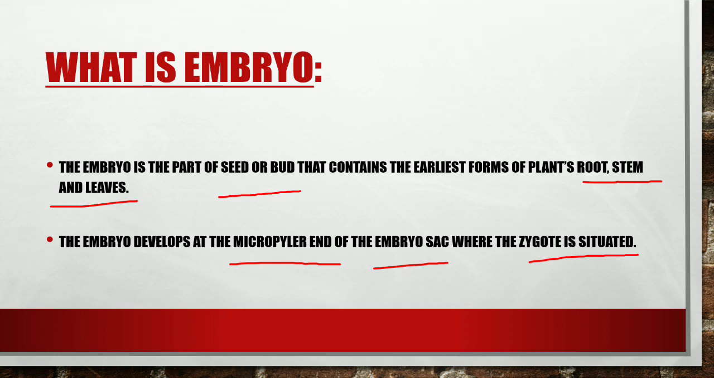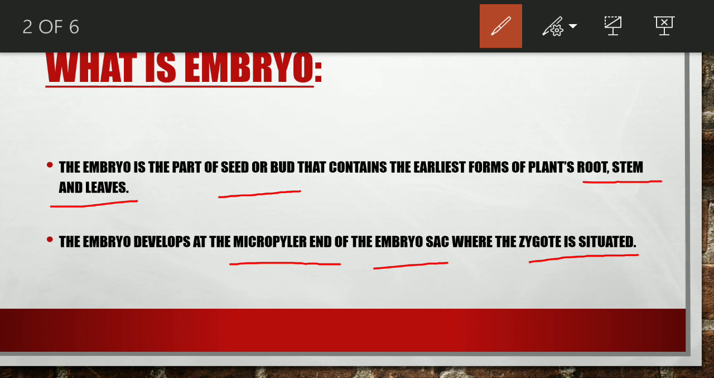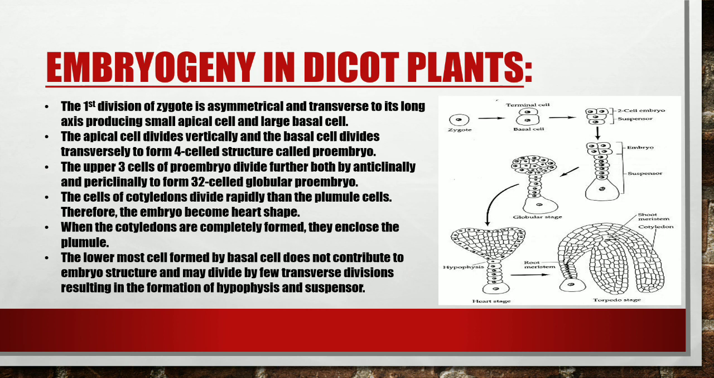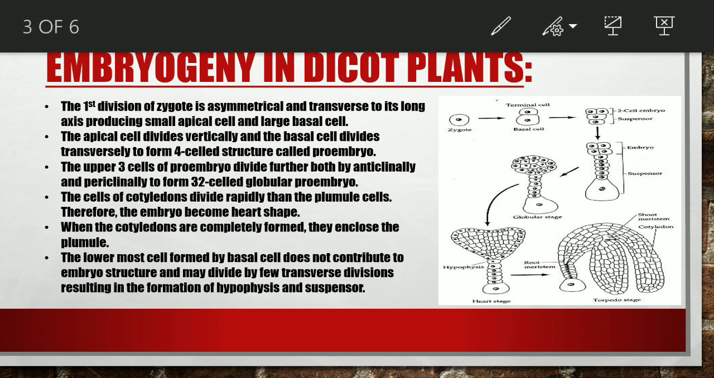Now, what is embryogeny? The embryogeny refers to the development of the mature embryo from the zygote. So, in this video, we will study about the embryogeny in dicot plants.